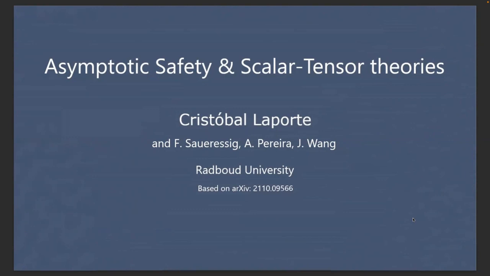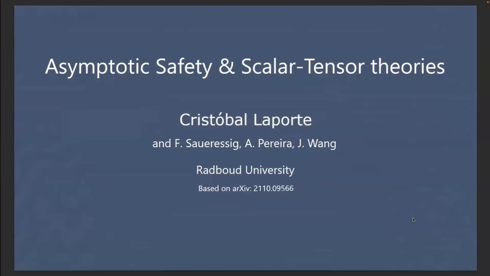I'm going to talk about a completely different scenario of quantum gravity, but a friend of CDT, asymptotic safety, and scalar-tensor theories in this context. Work done in collaboration with Frank Saueressig, my PhD advisor, Antonio Pereira, my second PhD advisor, and Yang Wang.